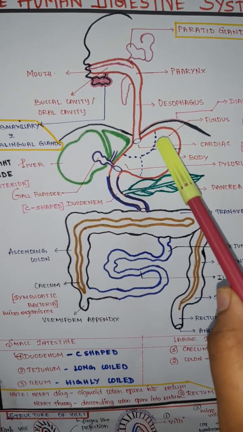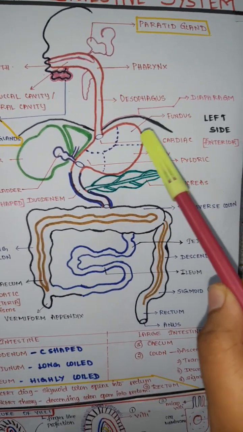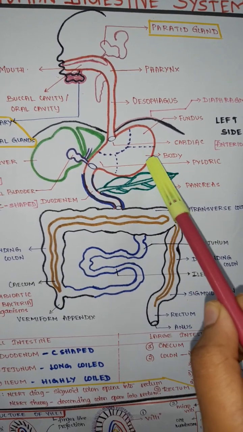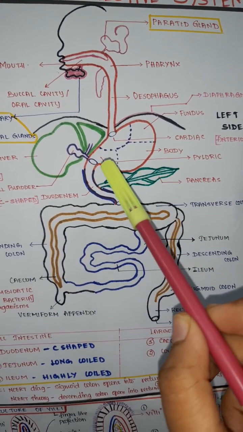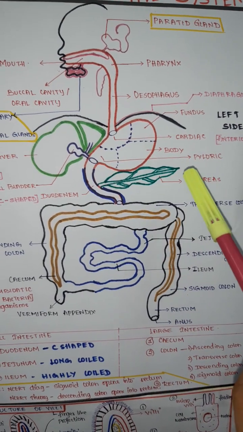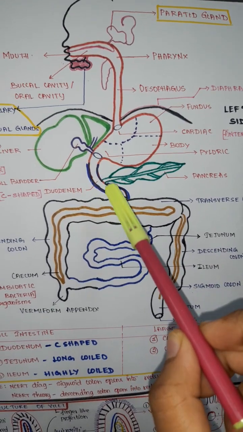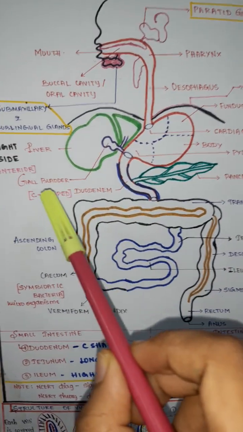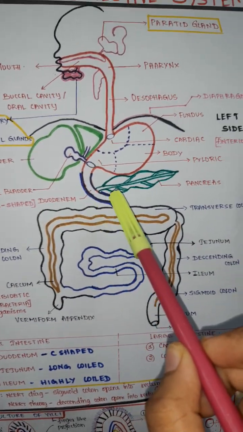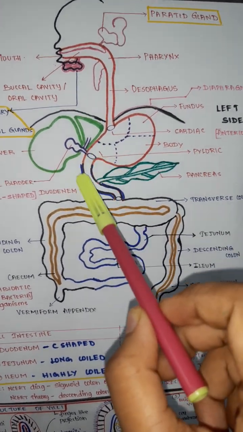And then the first upper anterior part of the stomach is called the fundus, and the middle part is called the body, and the posterior, lower part is called the pyloric. And this lower part opens to the duodenum, the C-shaped duodenum. And it's called pyloric because it's nearby the pyloric sphincter.